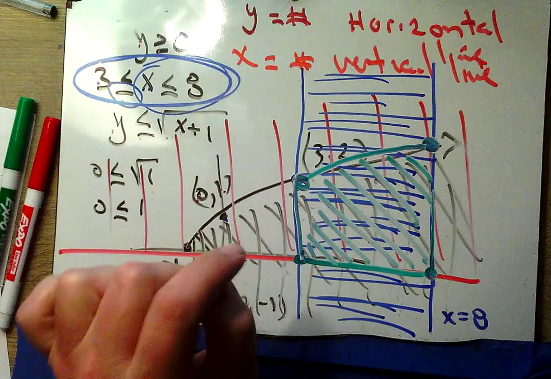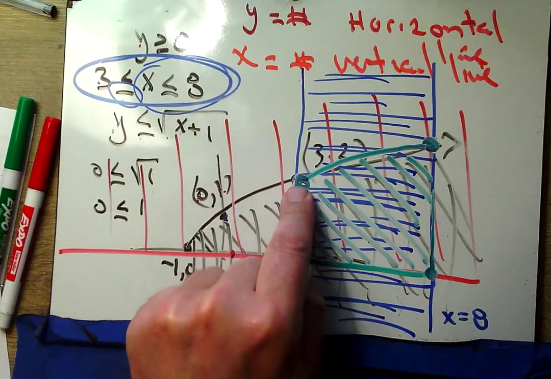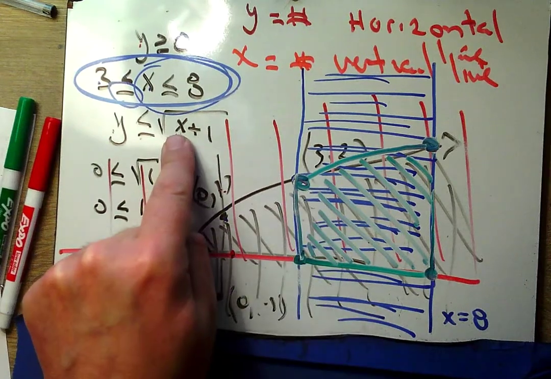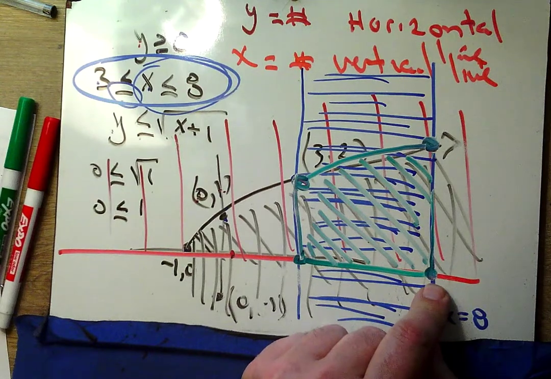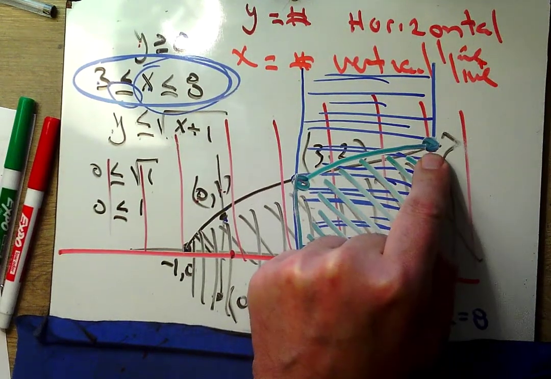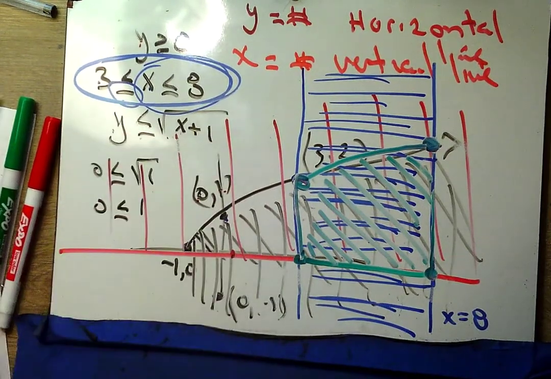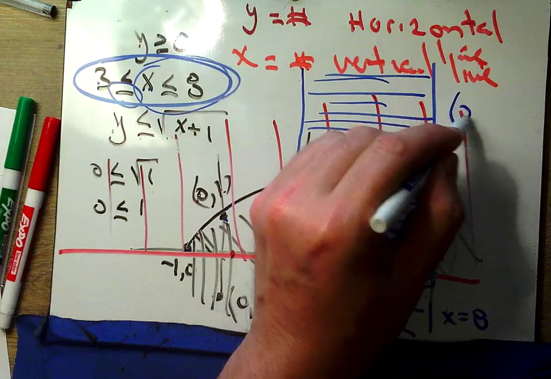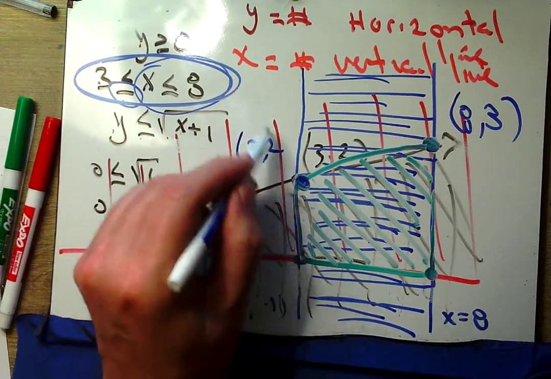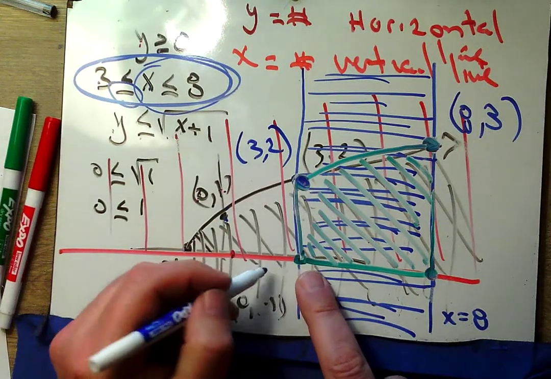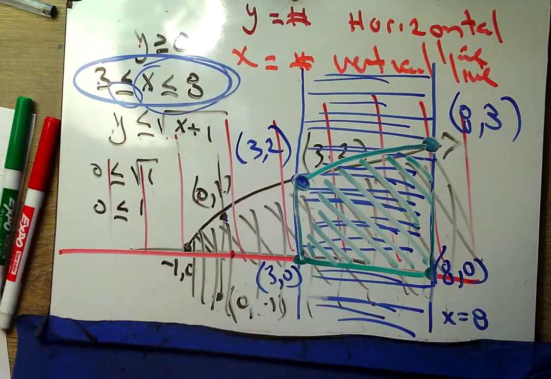Though I will say that the x value here is 3, and so the x value here is 3. So if I plug in a 3, I get 2. And over here, the x value is 8, so the x value is 8 here. So if I plug in an 8 here, 8 plus 1 is 9, square root of 9 is 3. So without too much suffering, I can get an ordered pair, and I can already see that ordered pair. This, of course, is 3, 0, and this one is 8, 0. Okay. All right.